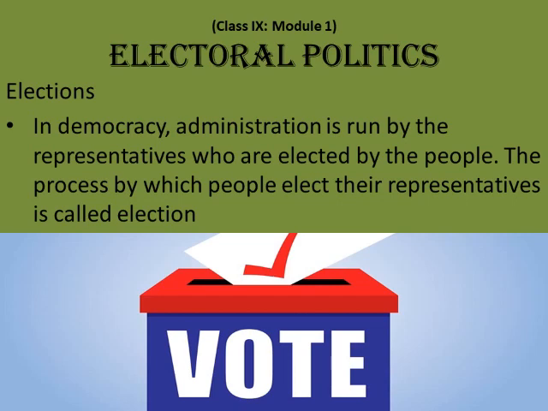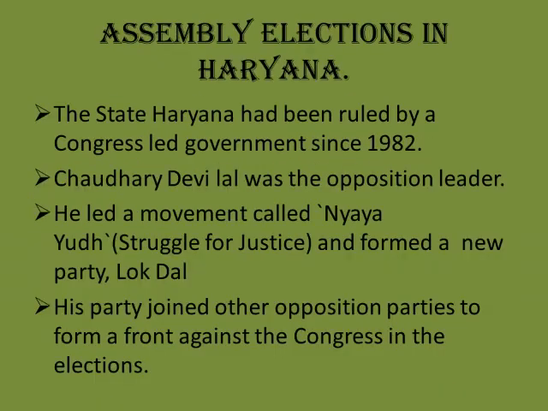First of all, we need to get a definition of election. In a democracy, administration is run by the representatives who are elected by the people. The process by which people elect their representatives is called election. Here in this topic, we will learn more about the electoral procedure, the electoral system of India. We go to the definition of election.